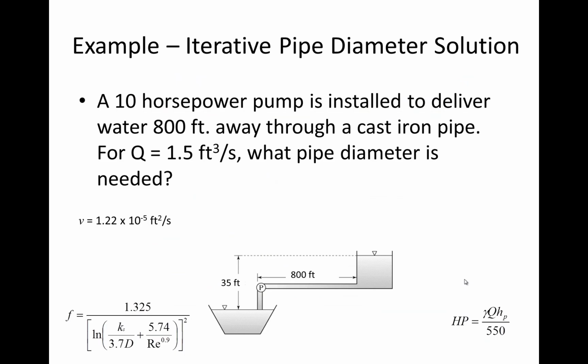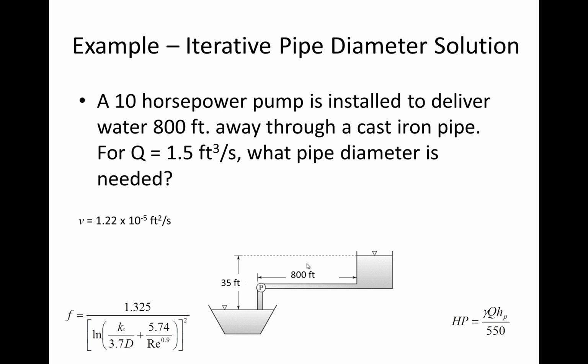Our final example today will be similar to one of your homework problems. What we're trying to do is find out what pipe diameter is needed to lift water from a lower reservoir up to a higher reservoir, where we have an 800-foot section of pipe, and the elevation difference between the two is 35 feet. So we have a pump that we know is a 10 horsepower pump, and we can use the horsepower equation to convert that 10 horsepower into pump head that's being added.